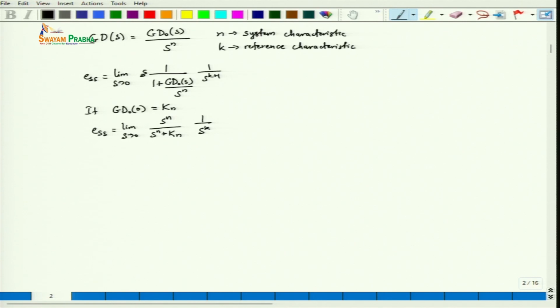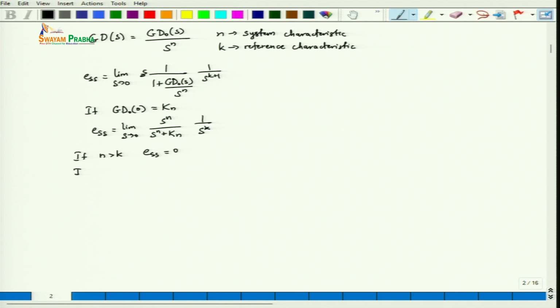Once this is done, now we have S to the power n and S to the power k, and depending on the relation between n and k, that is the system characteristic and the reference characteristic, we will get different scenarios. So if n is greater than k, in this scenario what will happen is, we will have here S to the power n minus k, and the power will be positive. So this will go to 0. So we will have ESS equal to 0.